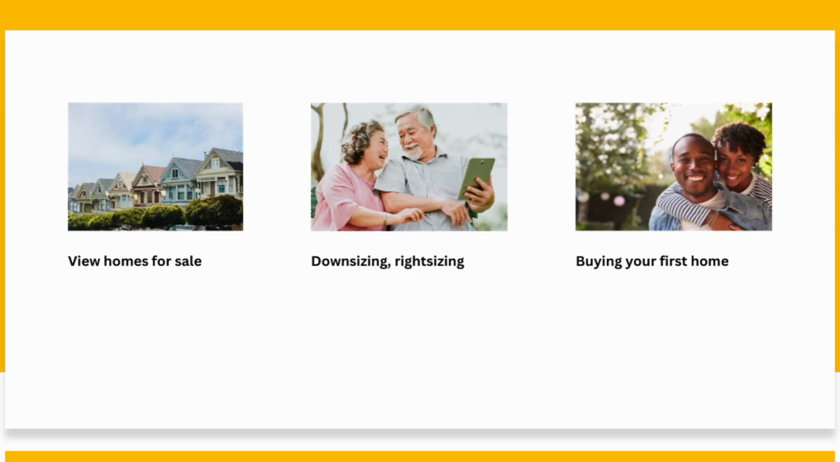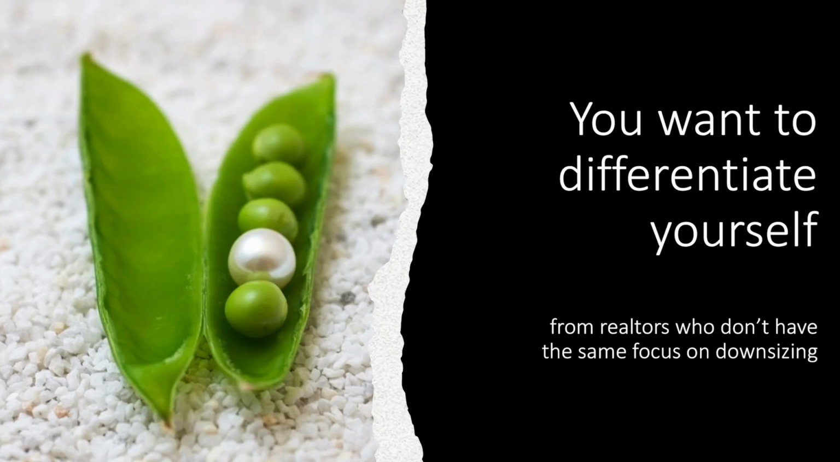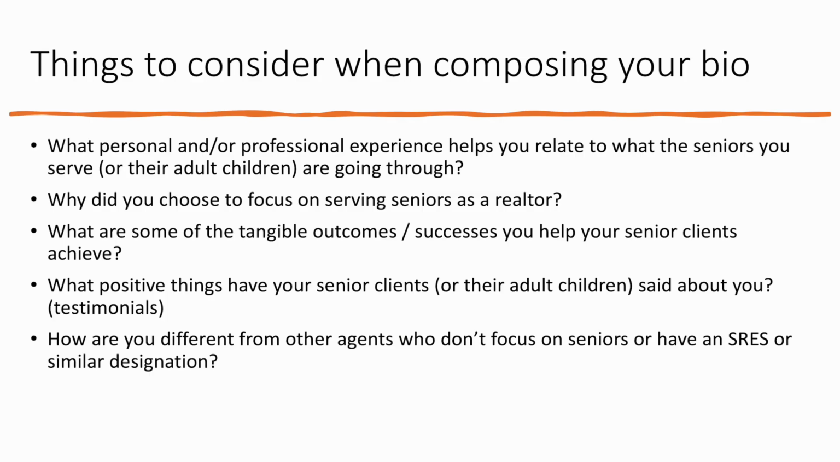So this is a typical look for a lot of realtor websites, where you might have a place where you can click to view homes for sale in the area. And then here's a section on downsizing or right-sizing. So if that's what I'm interested in, I might click there. That might lead me to a very specific bio about Maya that's focused on downsizing, and other information about downsizing that I might find helpful. And then similarly, buying your first home: if I'm a first-time home buyer, I'm more likely to click here. So again, you want to differentiate yourself from realtors who don't have the same focus on downsizing.